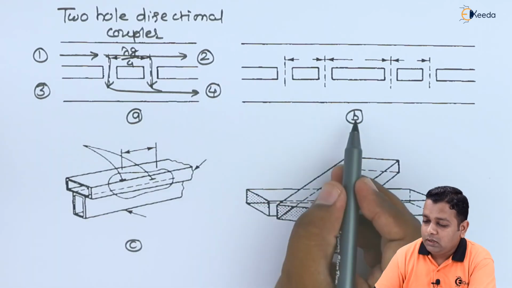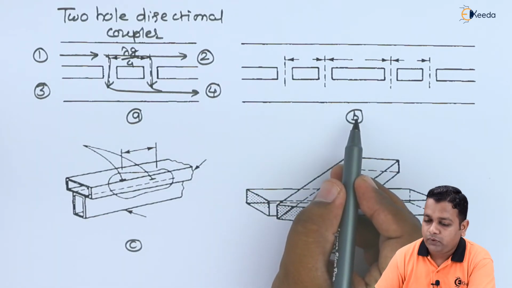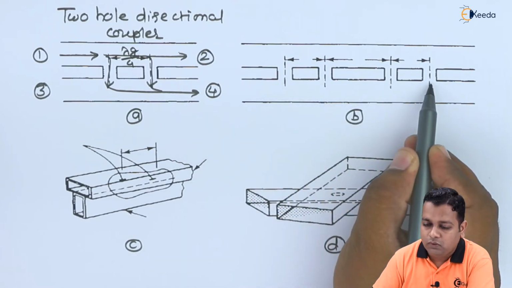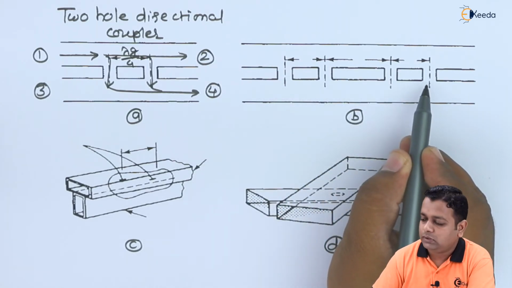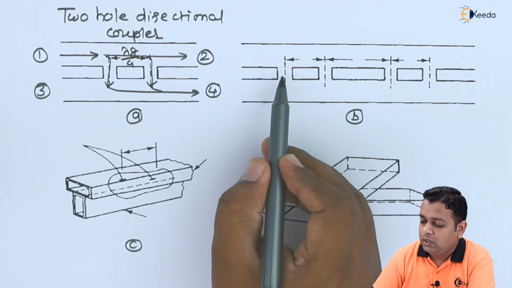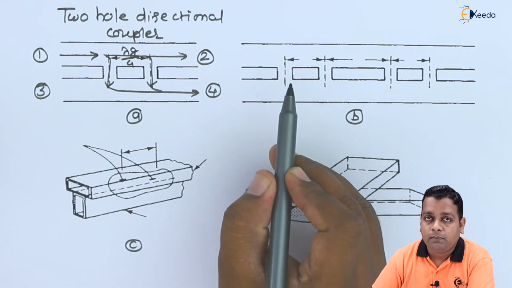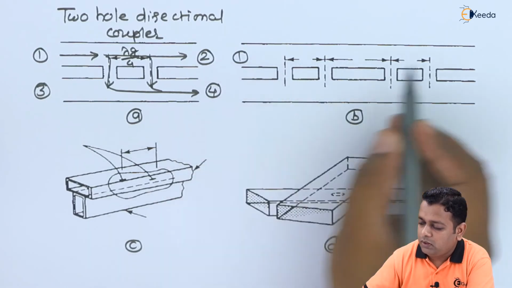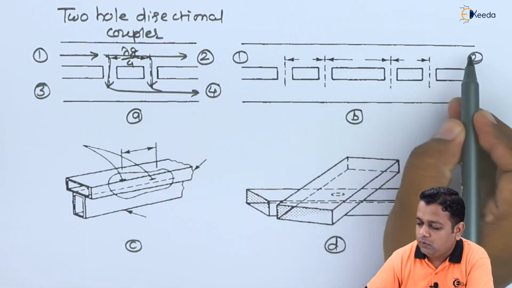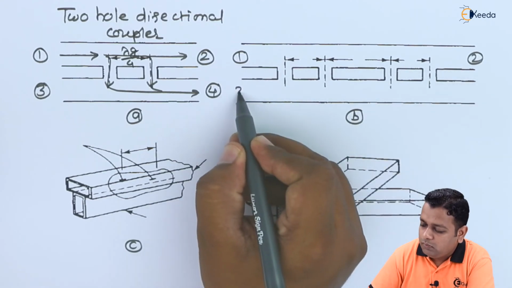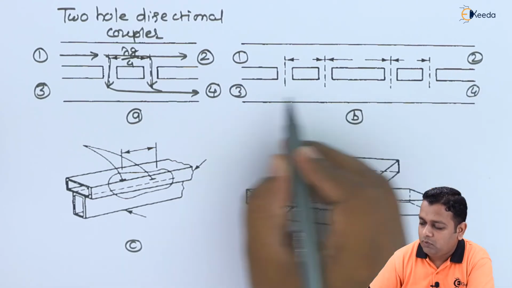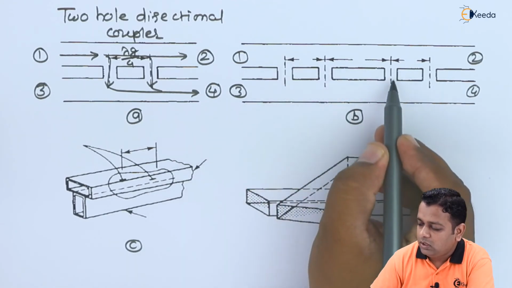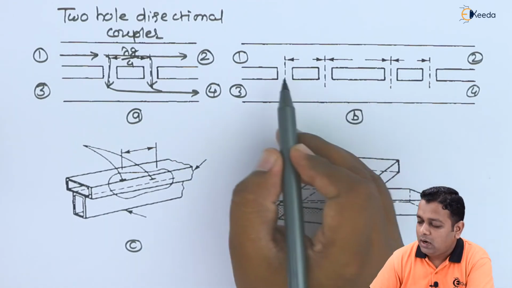Now in the second figure, part B, we have 1, 2, 3 and 4, complete 4 holes with respect to the side walls of the primary waveguide and that of the secondary waveguide. This is port number 1 to port number 2, the flow of the primary waveguide, and port number 3 to port number 4, the flow of the secondary waveguide. So we have 1, 2, 3 and 4 holes at the common wall.